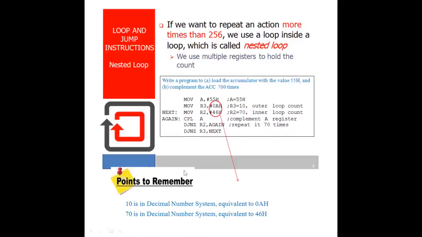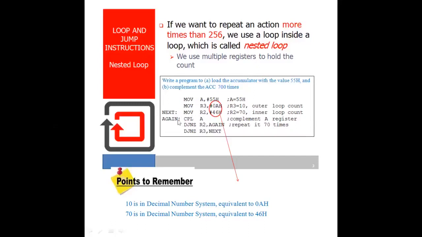Okay, after that you see that complement CPL A means it will complement the accumulator directly. Then we are writing the instruction DJNZ, because DJNZ is the instruction that will decrement the register value, and it will transfer the control depending on the value which is stored inside the register R2. So DJNZ R2 means R2 will be decremented by 1, and if it is not equal to 0, then it will again execute the instruction CPL A, complement A.